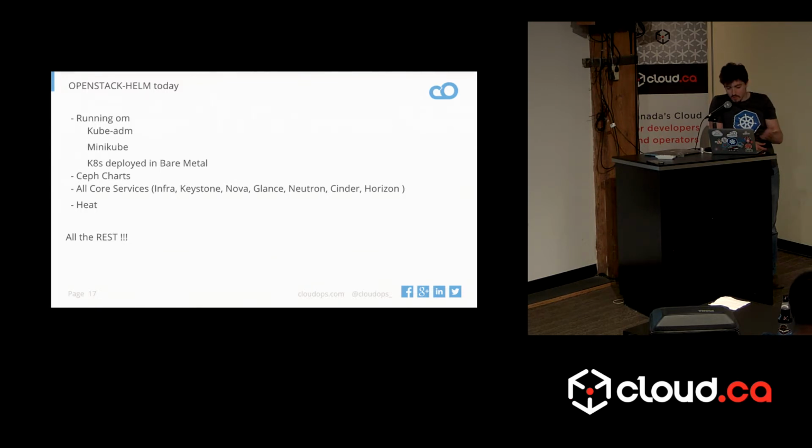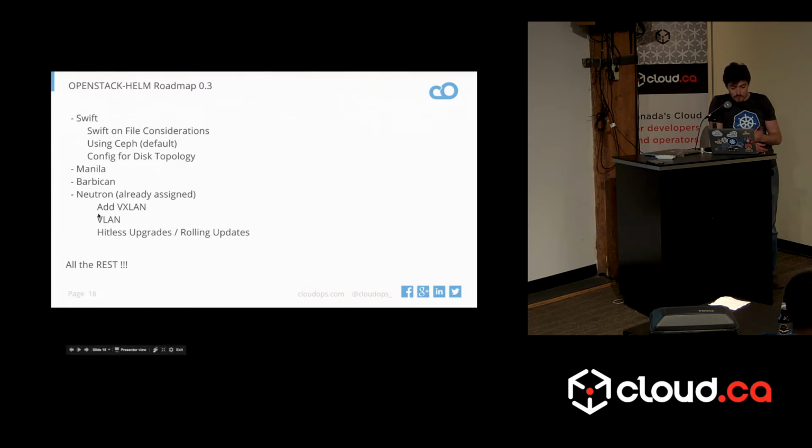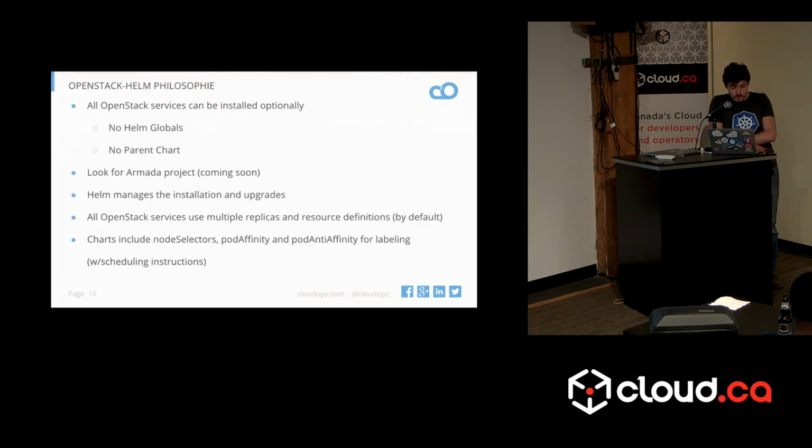Yeah, and right now we have Infra part, Keystone, Nova, Glance, Neutron, Cinder, Horizon, and Heat. And in the 0.3 release that is coming, there will be Swift, Manila, Barbican, Neutron. There will be a few things added, and for the rest of the charts, people are starting to create them on their own. So I think very soon we'll have all of the OpenStack services that you saw available as a chart.